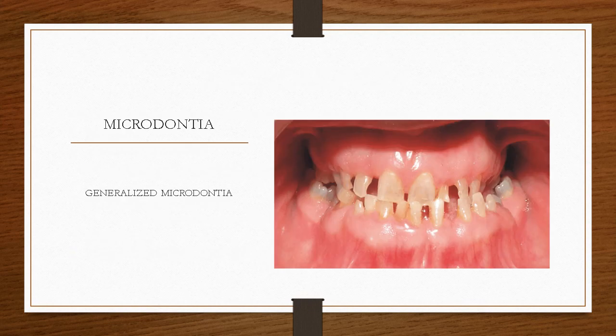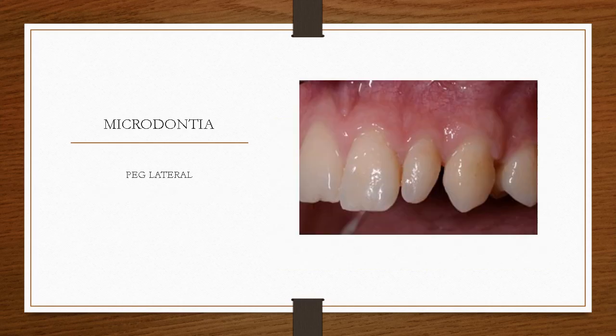I'm going to show you some examples. You can see here that the entire teeth are smaller in size. There's also a carious attack, and they're smaller in size. This is an example of generalized microdontia. And this is a lateral incisor. You see how the lateral incisor is smaller in size. You call it a peg lateral.